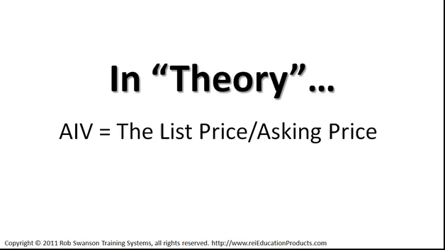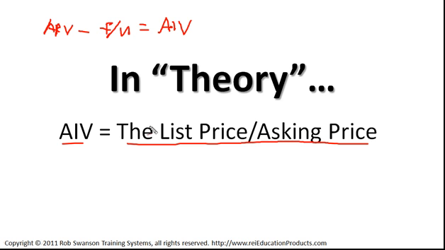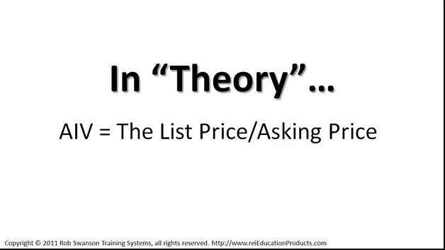Now, in theory, the as-is value of a particular property should be the list or the asking price. That's in theory, because whatever the after repaired value is, just remember how the formula goes, minus the fix-up cost, that equals the as-is value. So if a property is listed by a real estate agent, or being sold by an owner, the asking price or the list price should, in theory, equal the as-is value. Now, is that always the case? Well, obviously, it's probably not always the case.